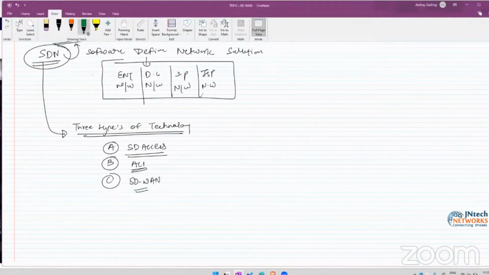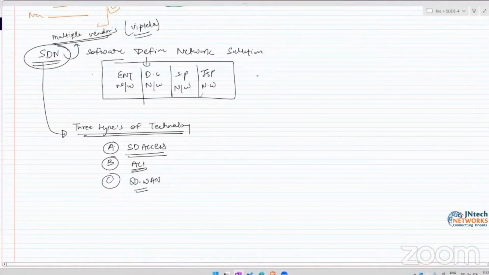I think last time we had some design. So just give me one second to verify whether the design is available or not.